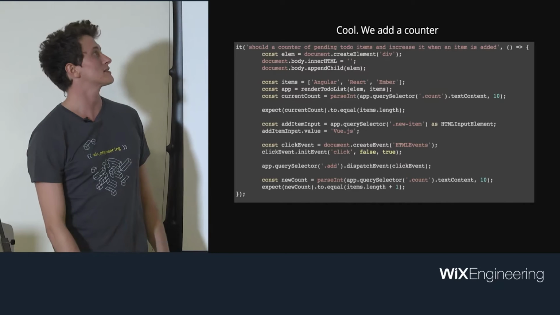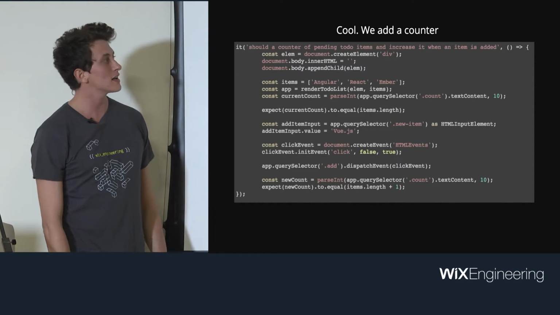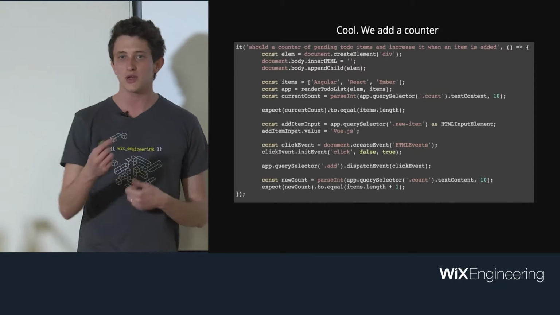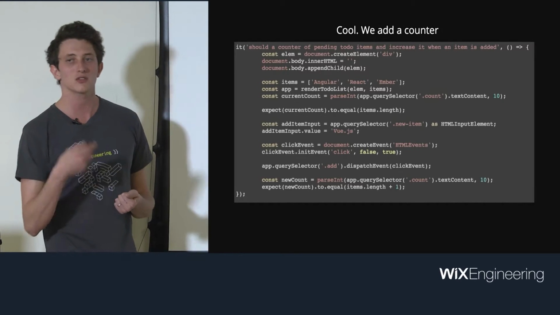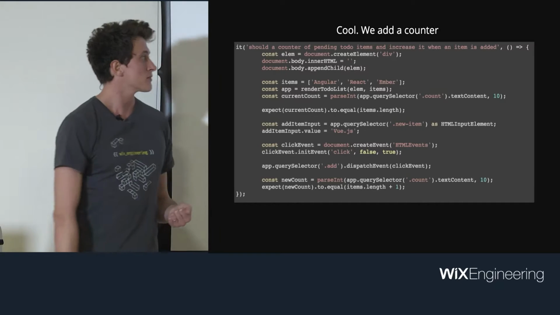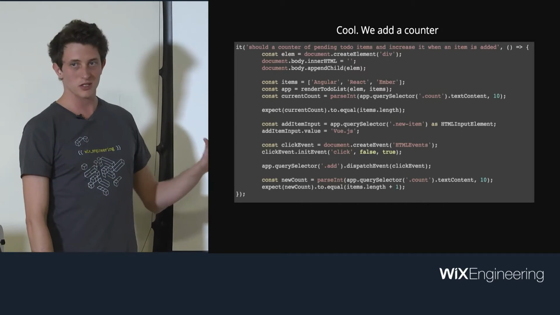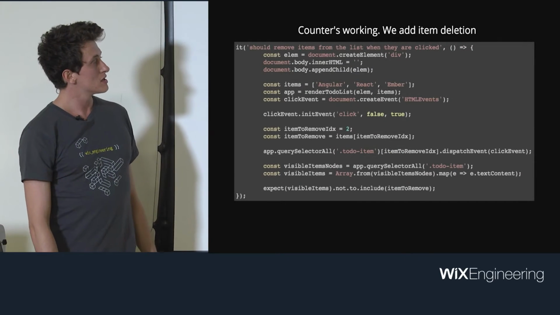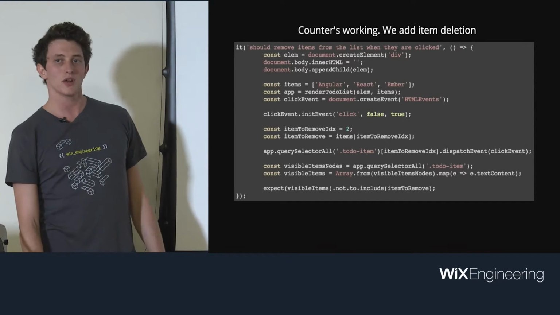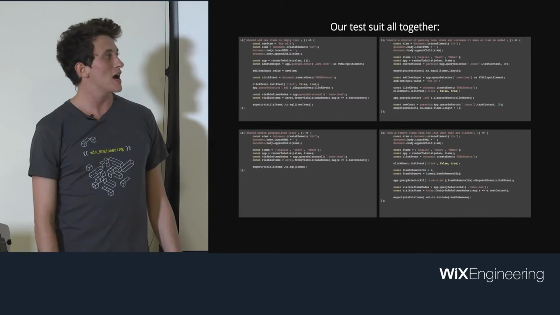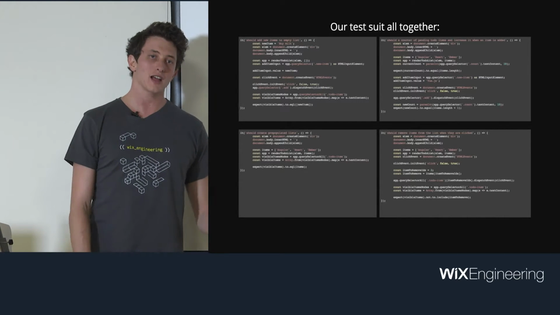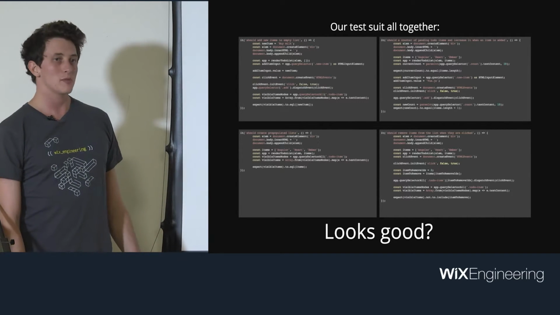So we had our third test with a counter, and the code here is that we have 3 items on the list, we add another one, the counter was 3, and we want it to be 4 now. Imagine it works. So we add another one. We want to delete items when they're clicked. And this is our full suite now. 4 tests.